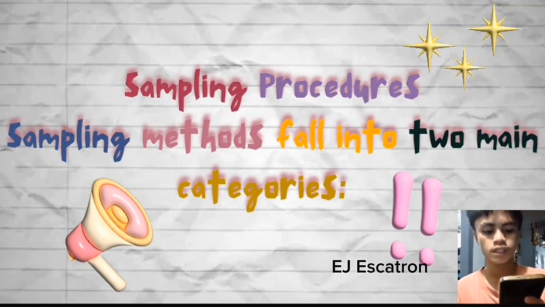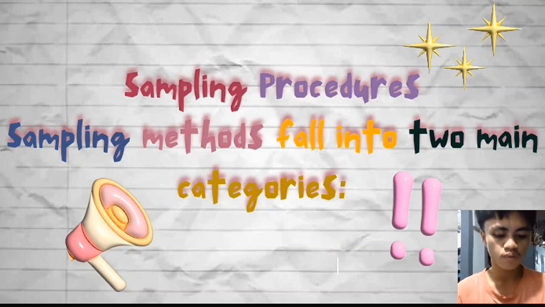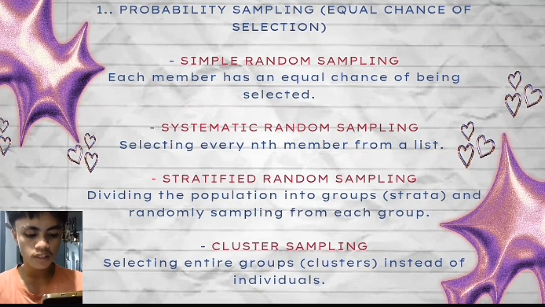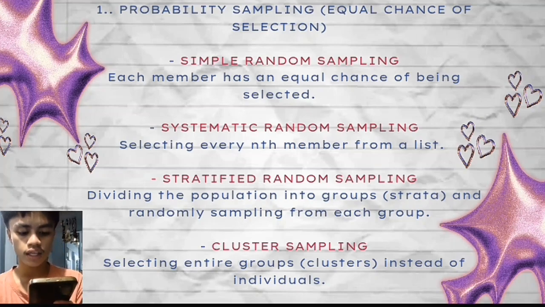Sampling procedures. Sampling methods fall into two main categories. 1. Probability sampling, equal chance of selection. Simple random sampling. Each member has an equal chance of being selected. Systematic random sampling. Selecting every nth member from a list.